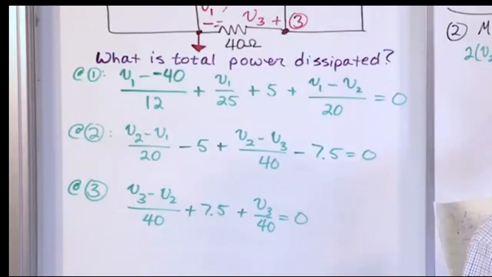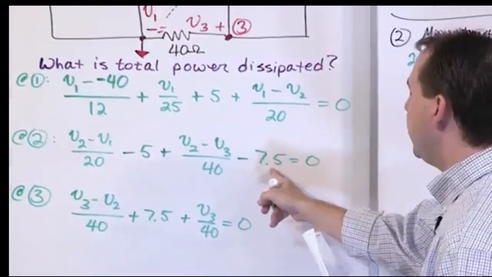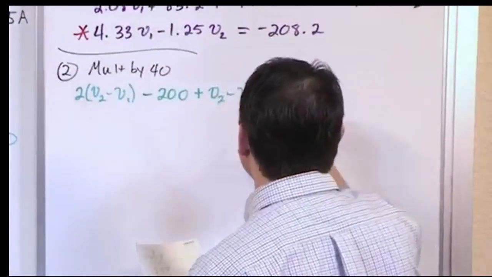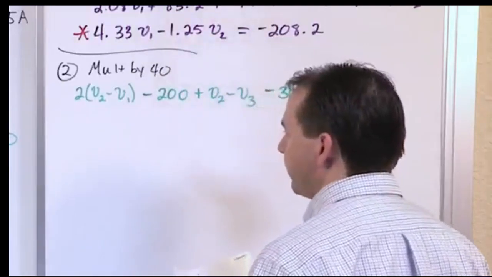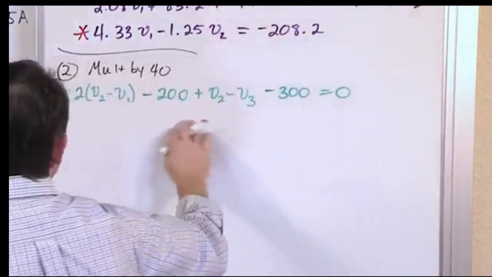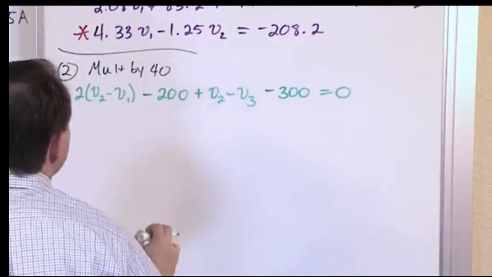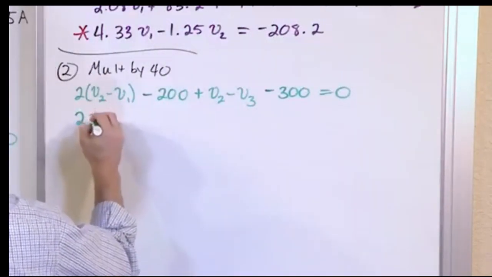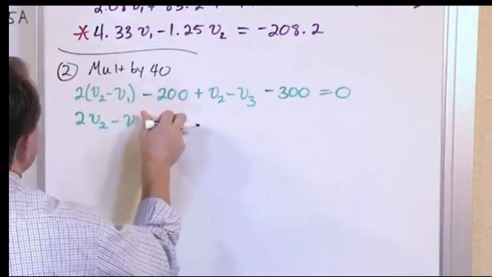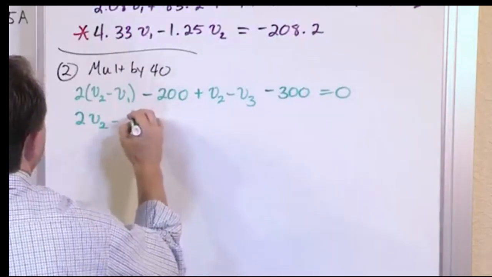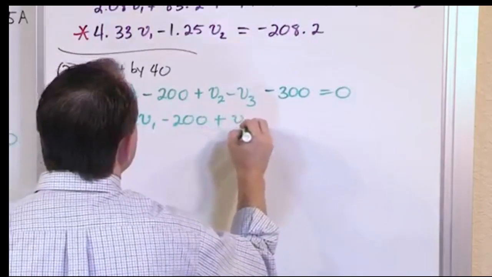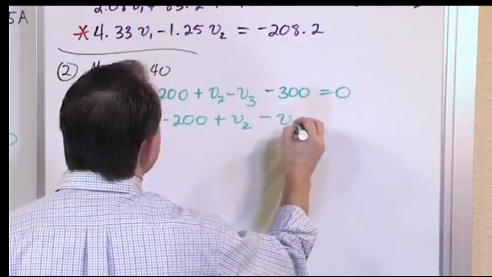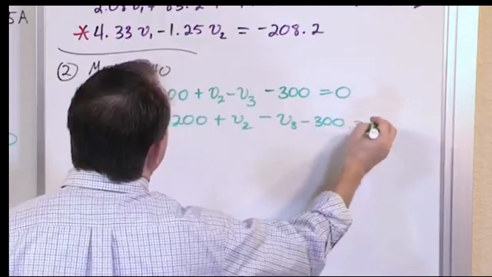Over here, we'll multiply by 40, and that's just going to eliminate it. So what we'll have is V2 minus V3. And then we multiply by 40 here. 40 times 7.5 is 300, so negative 300. And we're going to set this all equal to 0. All right, so this is a little bit simpler immediately, you see, because we have these nice whole numbers. So we have 2V2 minus 2V1 minus 200 plus V2 minus V3 minus 300 is equal to 0.